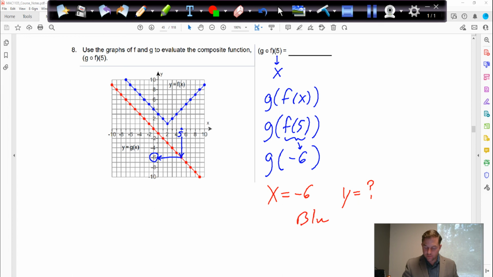So we go to negative 6 in the x, which is right here. We're going up to the blue curve now, right there. Once we hit it, we go straight to the right, and we record the y value, which is 9. So y is equal to 9, and that is the final answer for this one.